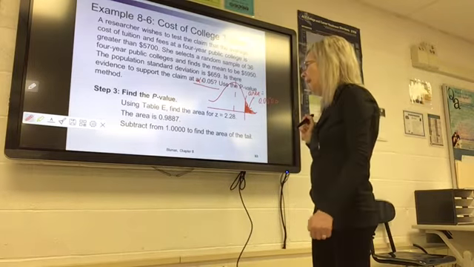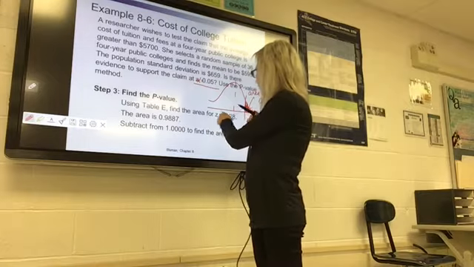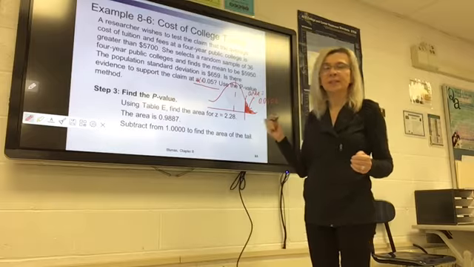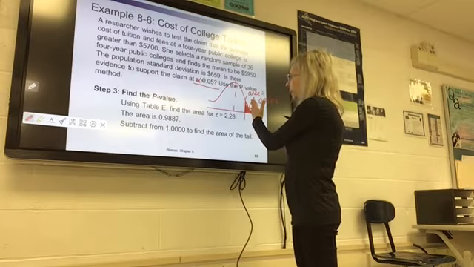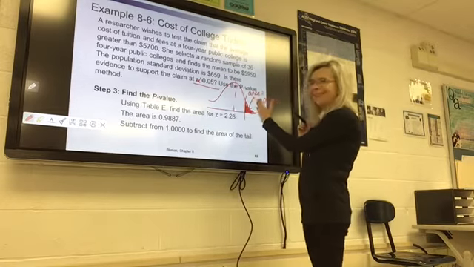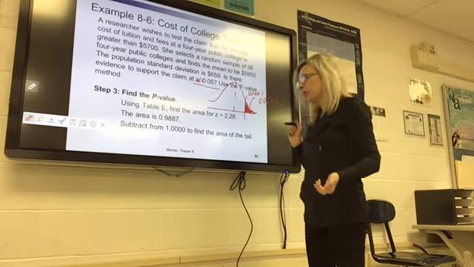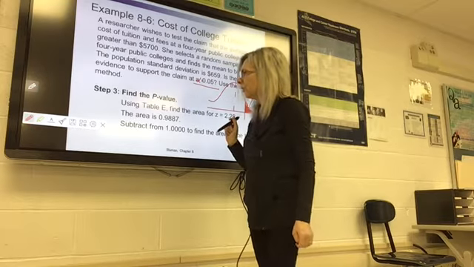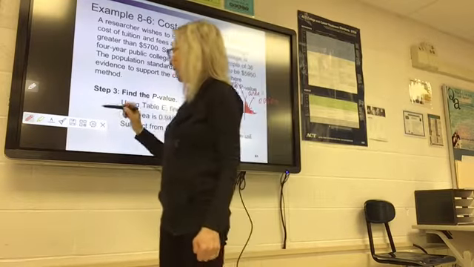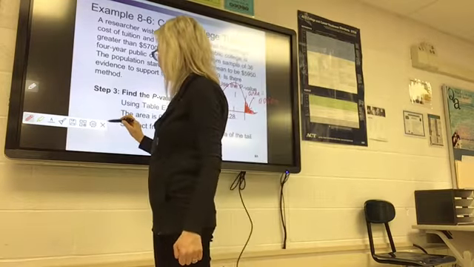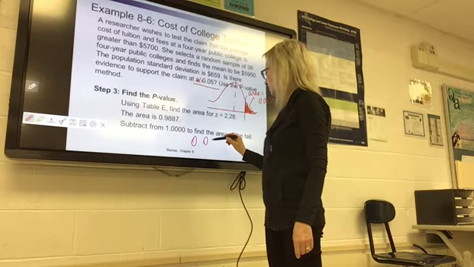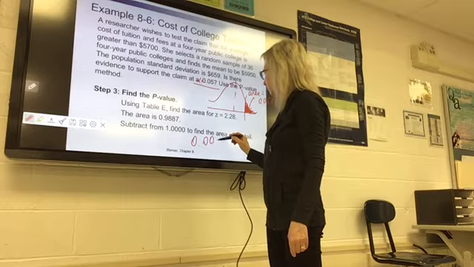Okay, so now we found the area corresponding to that z-score, but as we know, the table always gives us the area from the left up to that point. So meaning this is 0.9887. So we subtract it from 1 to find the area of the tail. And we get, what was it, 0.0013.